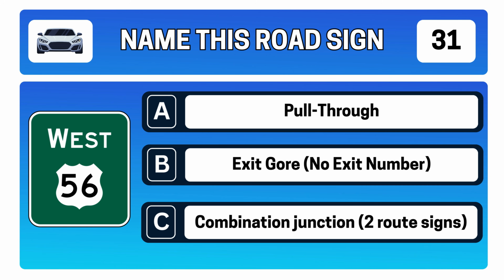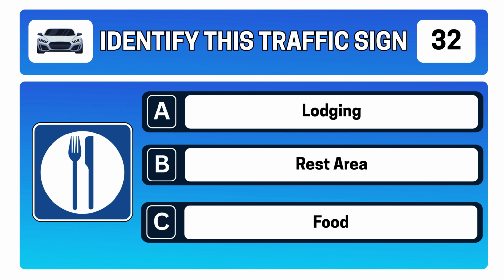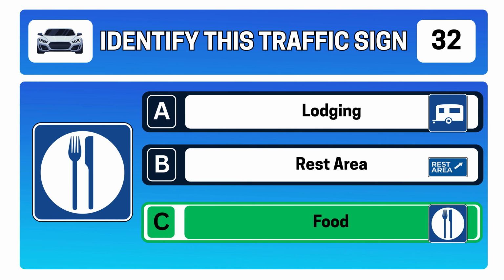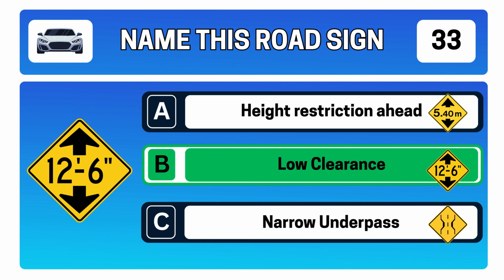Name this road sign. Exactly. This is the pull-through sign. Identify this traffic sign. Well spotted. This is the food sign. Name this road sign. Nicely recognized. This is the low clearance sign.